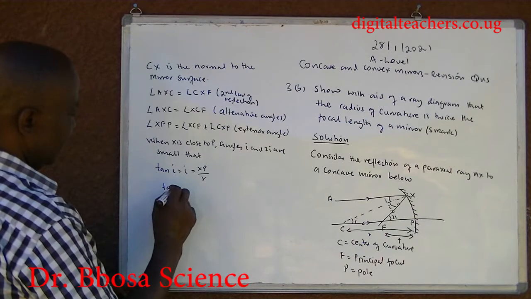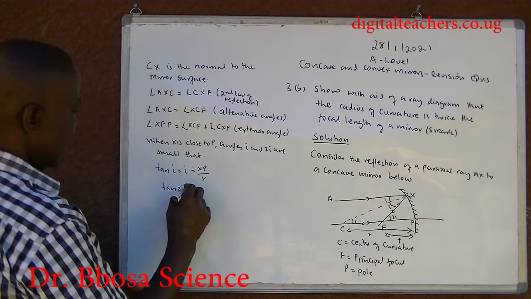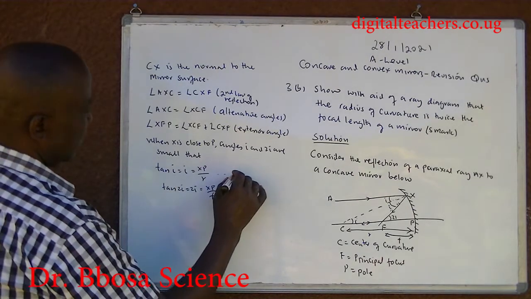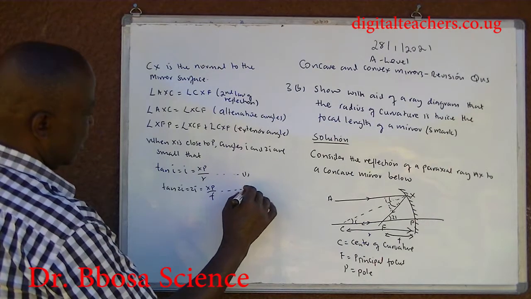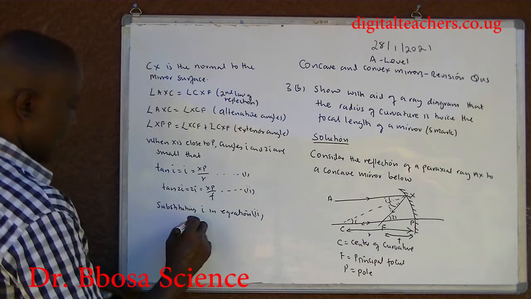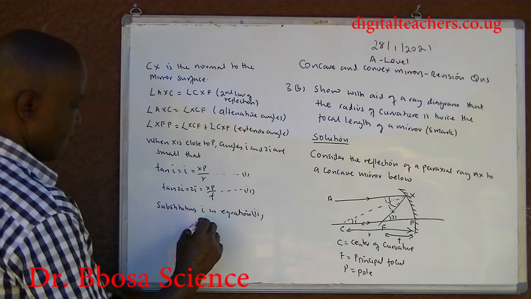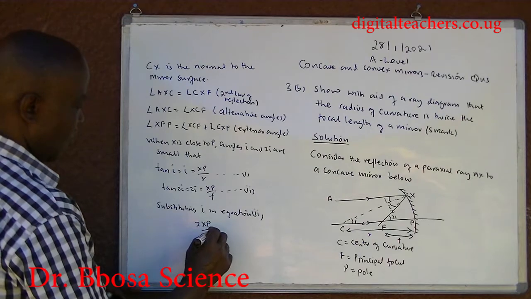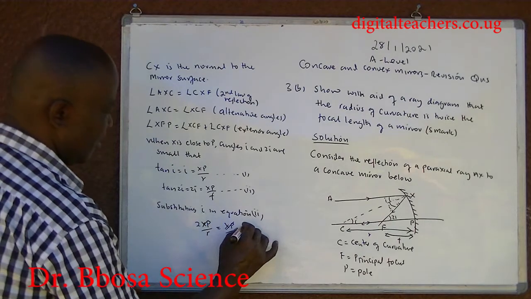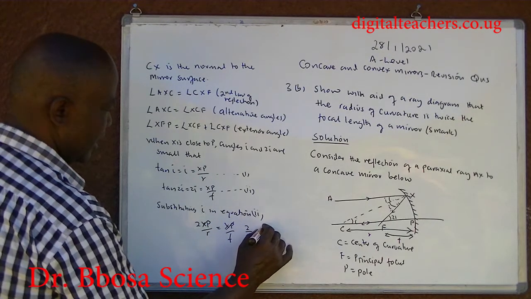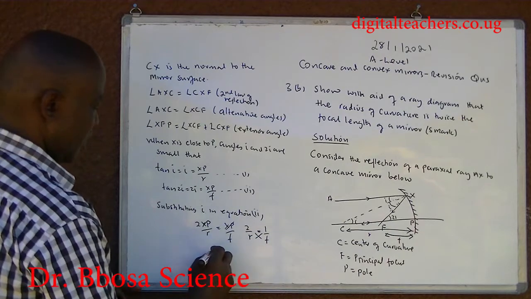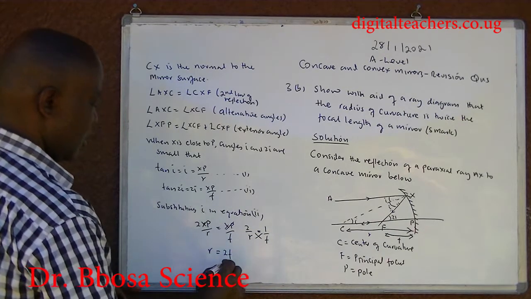And tan 2i is equal to 2i, which is equal to XP over F. Substituting i in equation 2, we can say that 2 XP over R is equal to XP over F. When you cross out XP, you can say that 2 over R is equal to 1 over F. By cross multiplying, R is equal to 2F.